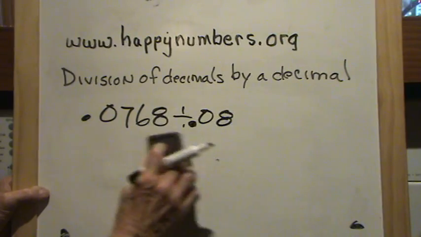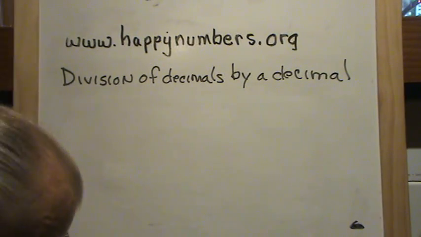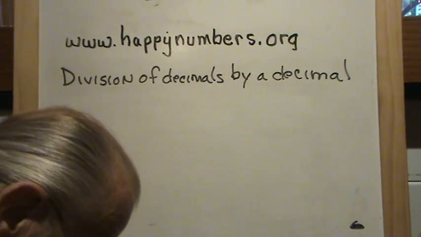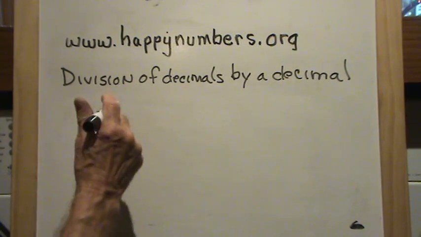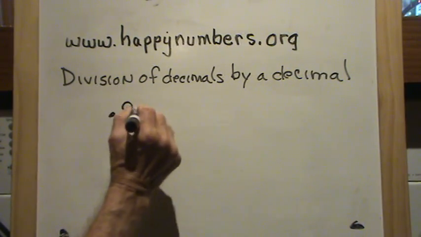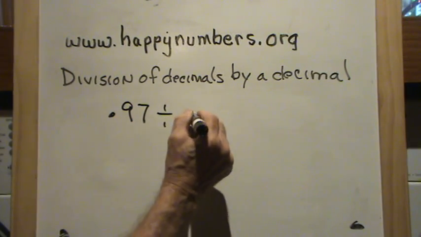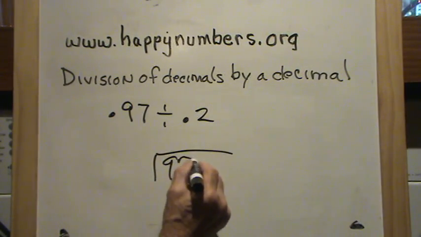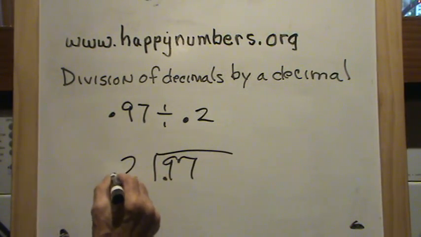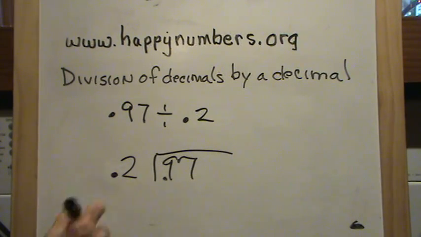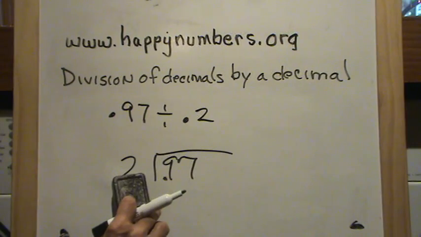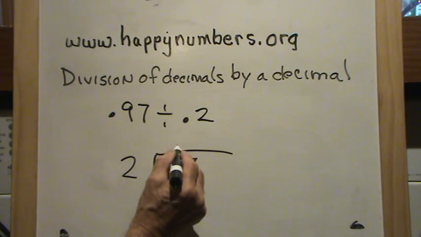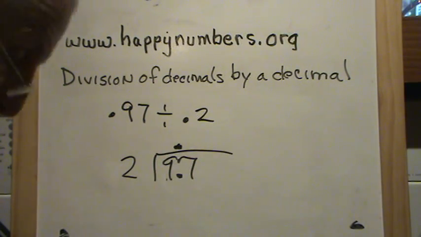Okay, again, if we're dividing decimals by a decimal, let's say we have 97 hundredths divided by 2/10. We have to set it up. 97 hundredths, 2/10. We have to make sure to make this a whole number. So to do that, in this case, we have to move the decimal place 1, and then we would have to move this decimal place 1. Then we just do the division and put our decimal place right above in the answer.